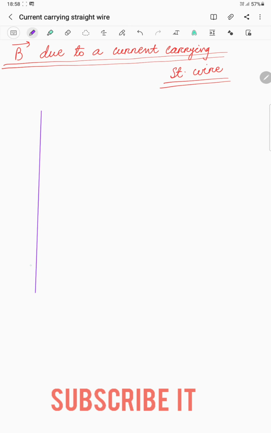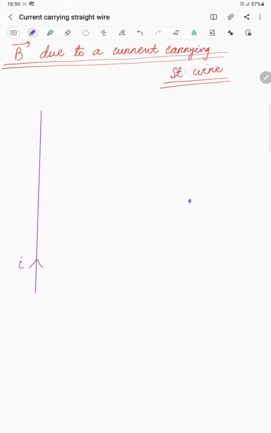In that current carrying wire we will have I amount of current which is passing through it. Then we take a point P, and at point P we need to calculate the magnetic field, that is the magnitude, as well as the direction. For that, from point P we will drop a perpendicular. That will be your D. And what is D? D is the perpendicular distance from the wire to the point.